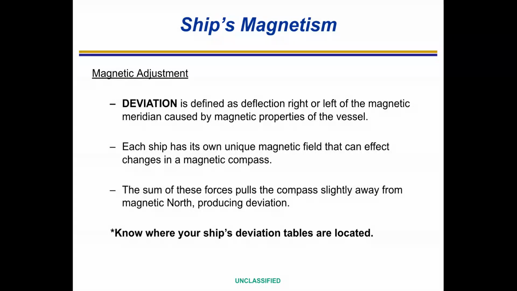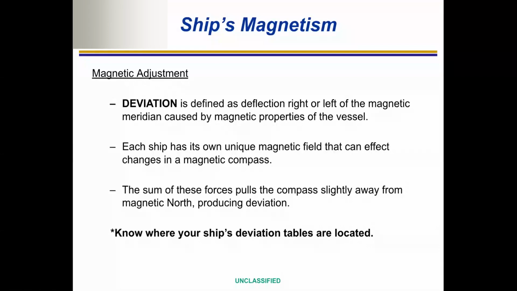Now, when we combine induced magnetism, subpermanent magnetism, and permanent magnetism, we get our overall ship's magnetic signature, and the impact that it has on our compass is what we call deviation. So it's going to be that deflection left or right of our magnetic meridian, and that's going to be caused by the magnetic properties of our vessel.